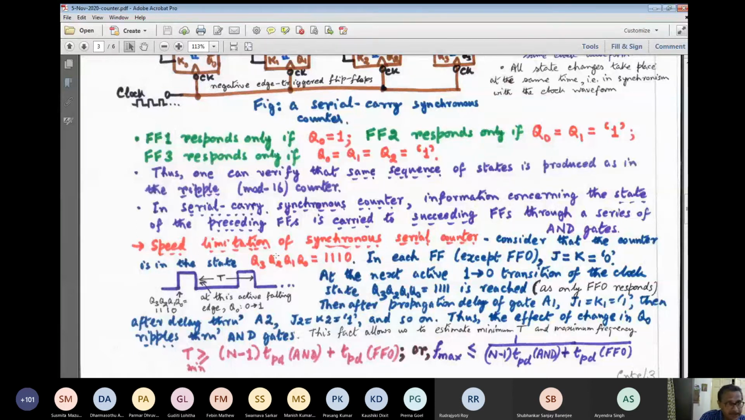If you try to find the speed limit of the synchronous serial counter, what do you mean by that? It is the maximum frequency of the clock which can drive this synchronous counter. So not modulo 4, but modulo 16, a 4-bit synchronous counter. Consider that the counter is in the state Q3, Q2, Q1 at this point.